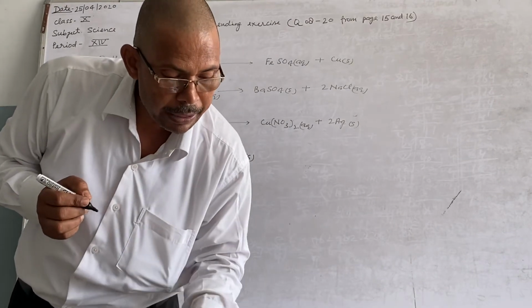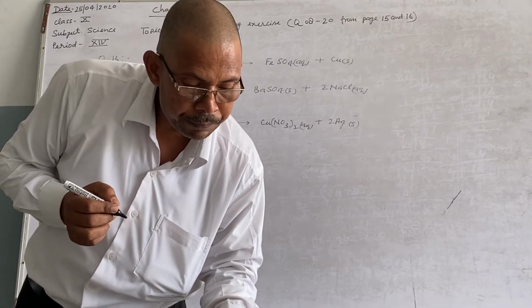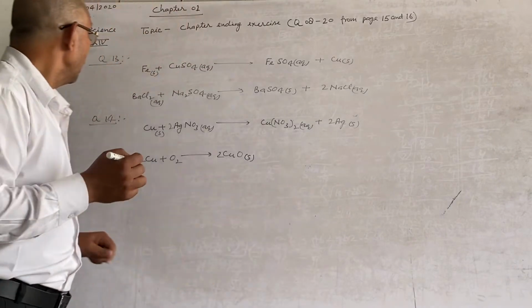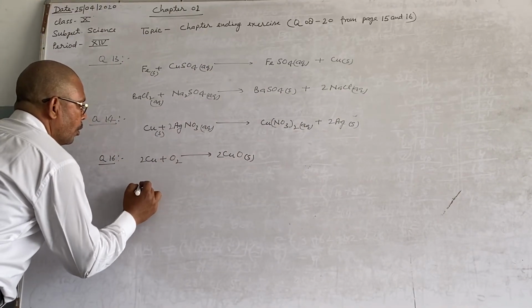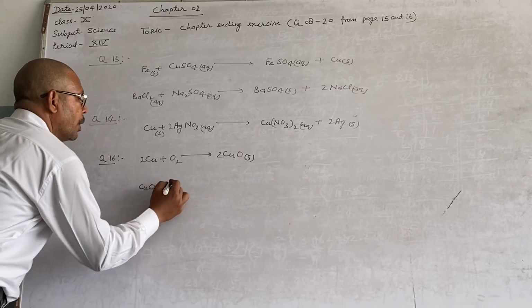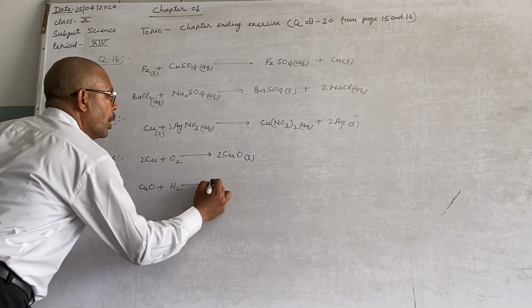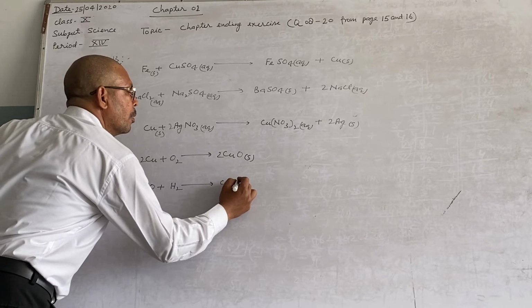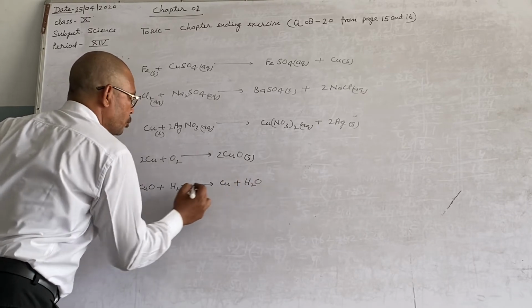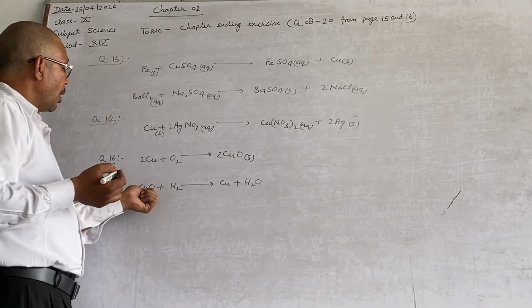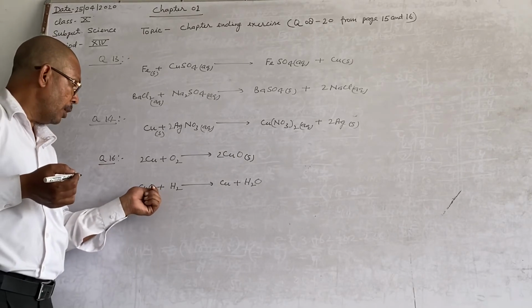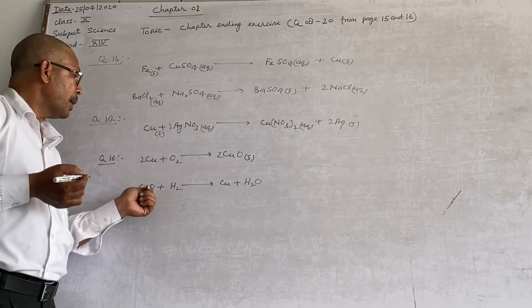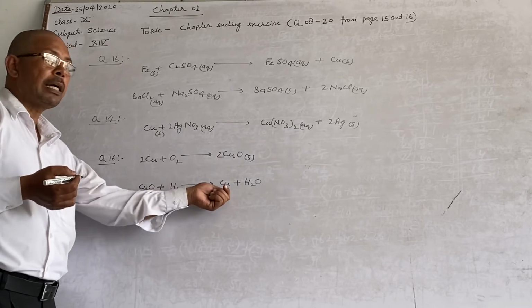And the second thing, reduction. CuO plus H2, they react to produce Cu plus H2O. Here in this reaction, oxygen is removed from copper oxide, so there is a loss of oxygen from copper oxide. So this is the reduction reaction.